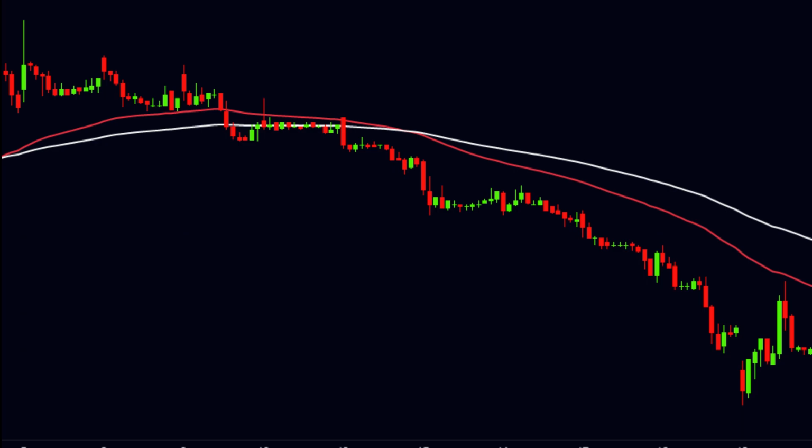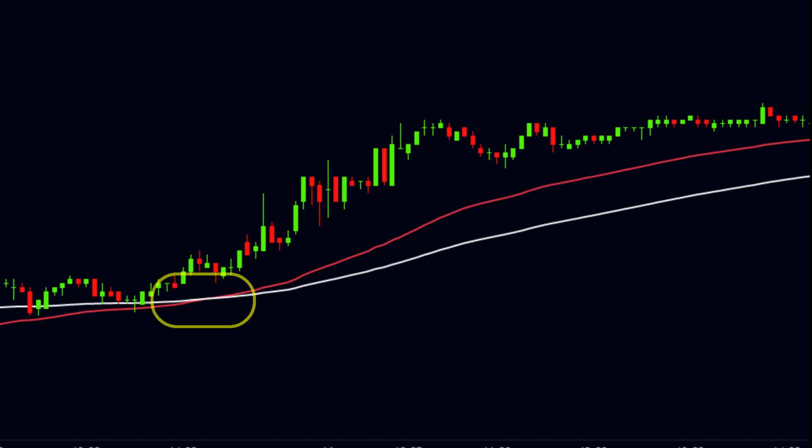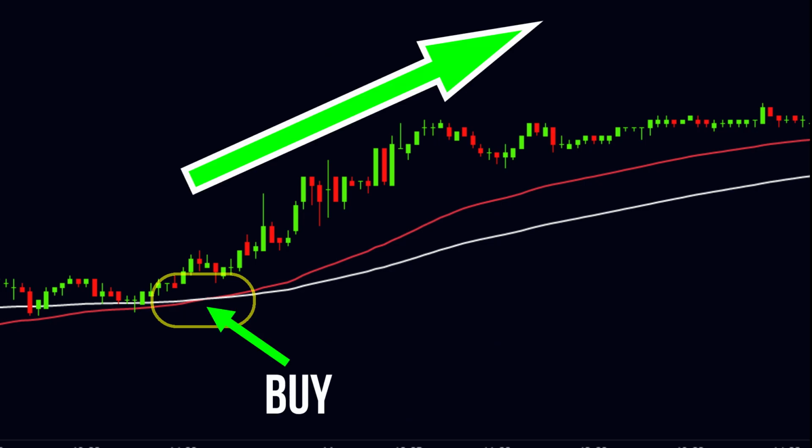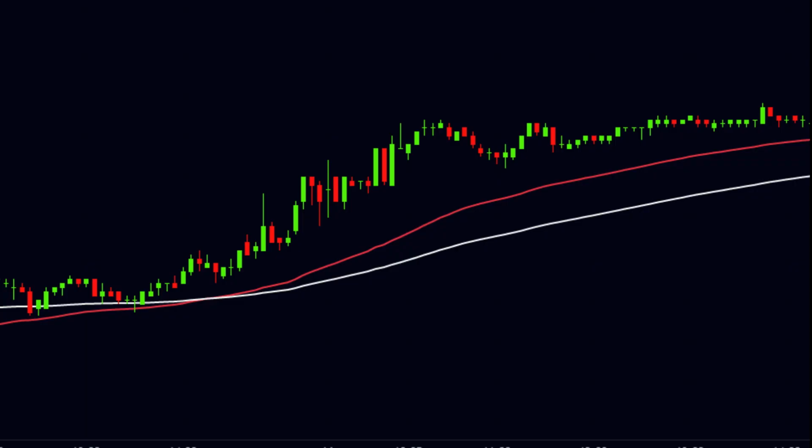Now as you can see over here, when 50 EMA crossover the 100 EMA, from upside to downside, we are getting sell signal, and you can see the result. Similarly, at this point, the 50 EMA crossover the 100 EMA, we are getting buy signal. After this buy signal, the stock has gone to fine uptrend. This strategy is generally used in high uptrend or high downtrend. If you are going to use this strategy in sideways market, you will get false trading signals.